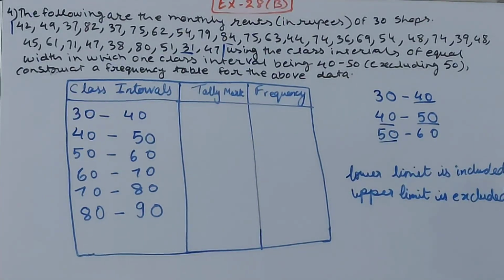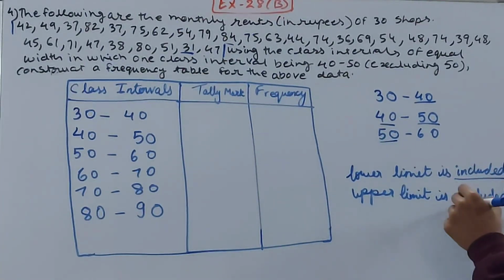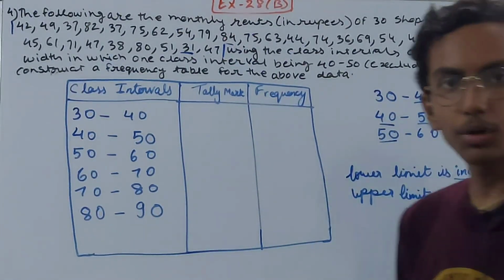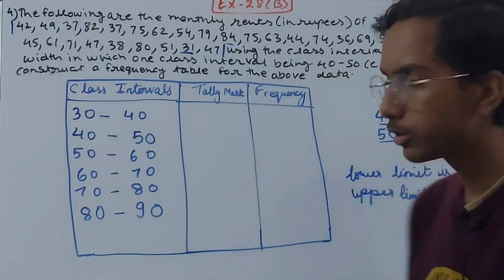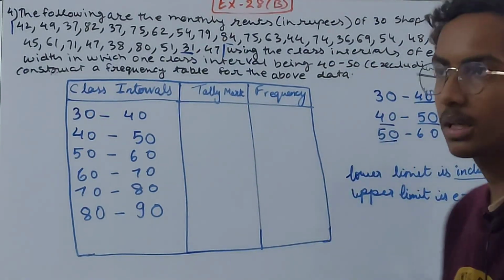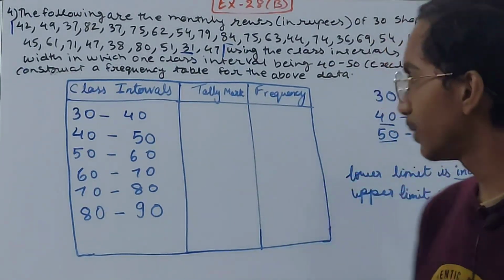Okay, so lower limit is included, upper limit is excluded. This is very important because if you include the upper limit also in these classes, your frequency will become wrong and you will get 0. So keep this in mind.